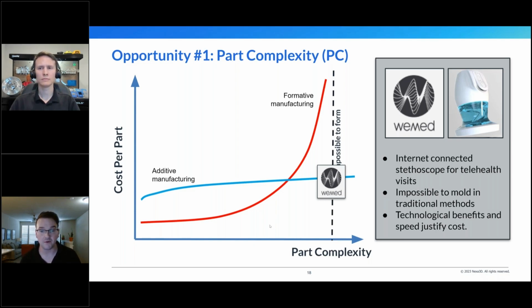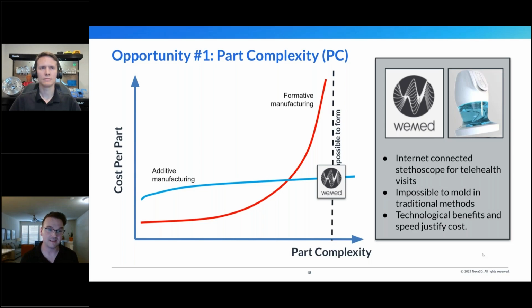In this example for WeMed, they developed an internet-connected stethoscope that was deployed during the good old COVID times, to not only look at alternative, direct, fast ways to manufacture, but because they also designed a part that was unable to be manufactured in any other way. And in that case, you're looking at technological benefits justifying that cost, right?